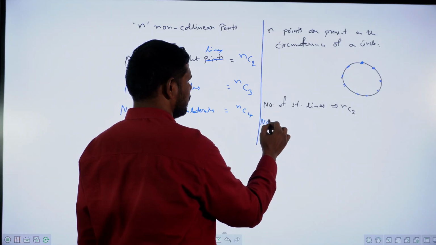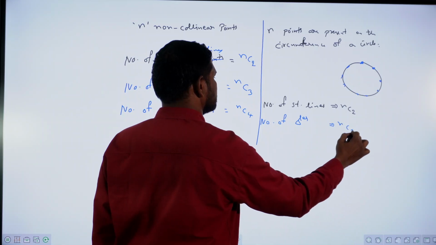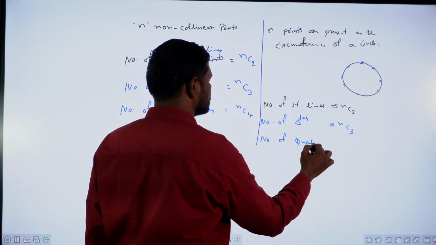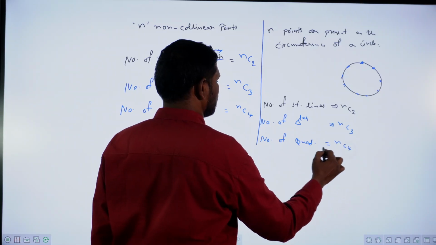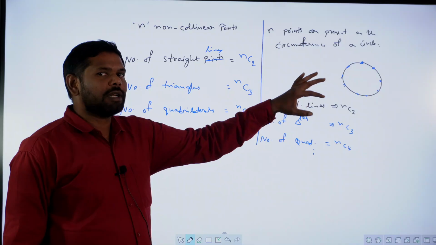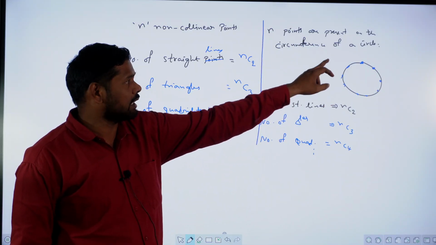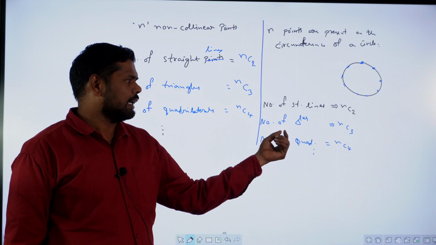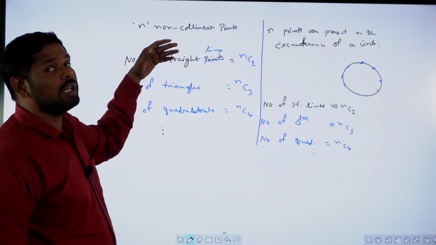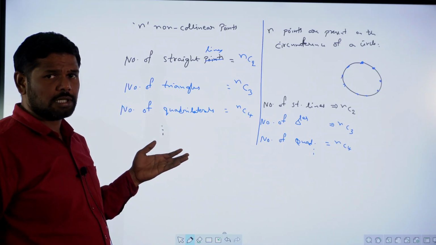Right. Number of triangles: how many? nC3. Number of quadrilaterals: how many? nC4. Like that. Same. So if n points are present on the circumference of a circle, the number of straight lines, triangles and quadrilaterals are nC2, nC3, nC4. Similarly, n non-collinear points in a plane, then also same cases, right?